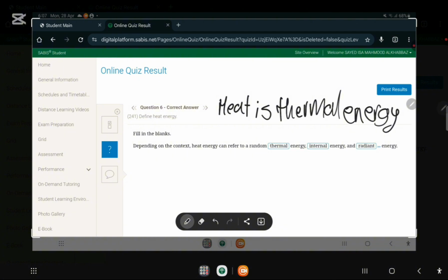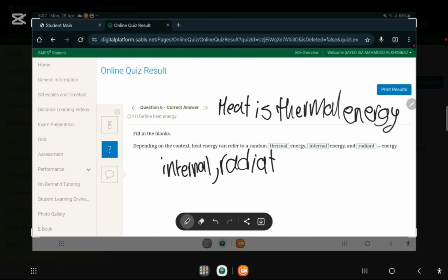Heat is thermal energy. And it is internal energy, radiant energy, because it radiates heat. For example, thermal energy is logical, we know that. Internal energy is, for example, how can I explain it? It's like the heat of its atom particles.